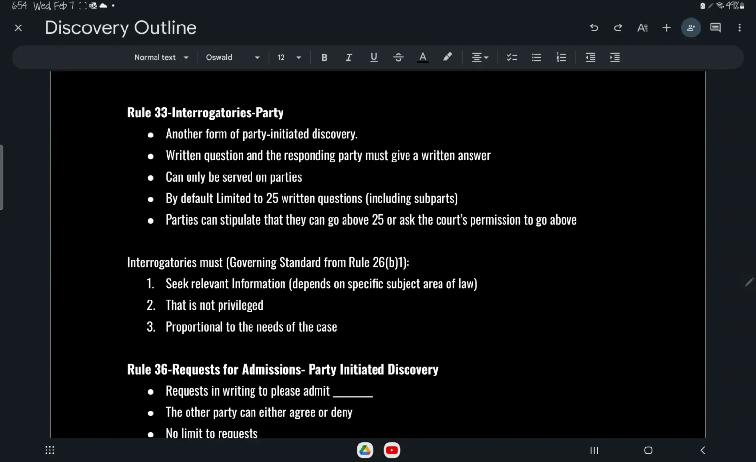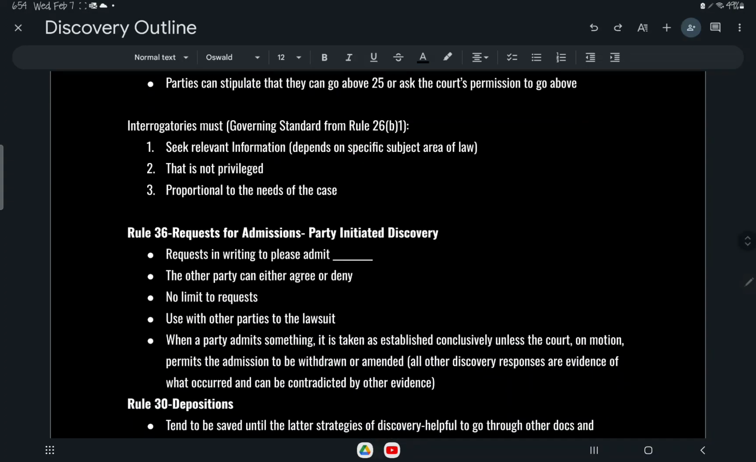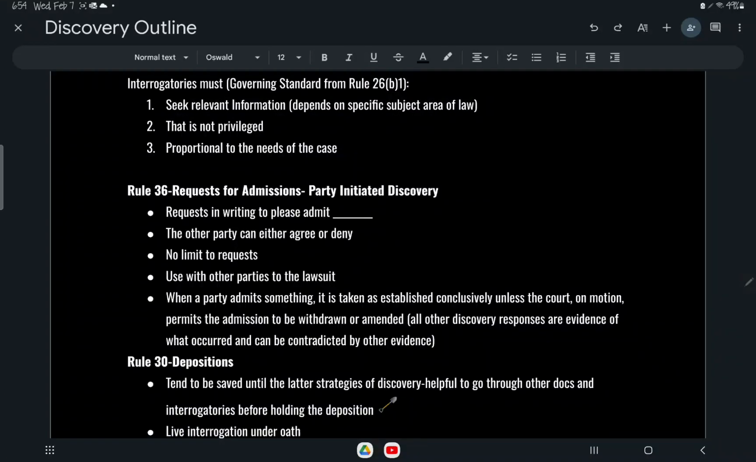Rule 33, interrogatories. It's another form of party-initiated discovery. It's written questions, and the responding party must give a written answer. It can only be served on parties. By default, it is limited to 25 written questions, including subparts. Parties can stipulate that they can go above 25 or ask the court's permission to go above. Interrogatories must seek relevant information, depending on the specific subject area of law, cannot be privileged, and must be proportional to the needs of the case. Again, that's the general standard for discovery.